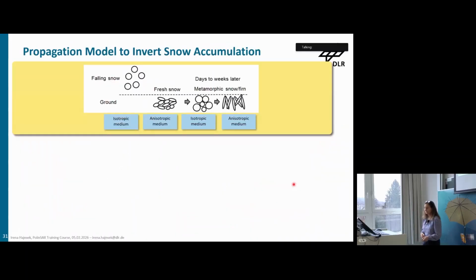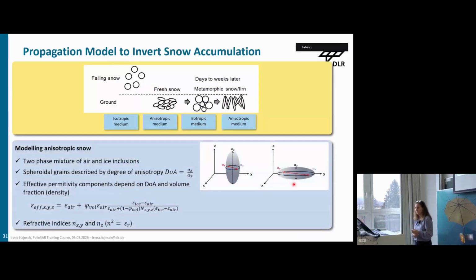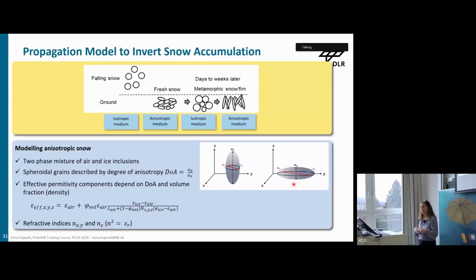Okay, out of these, the idea now was, if you know that the snow is changing or undergoing this metamorphism in time, then you also need to adapt your model and try to model it perfectly. And what we try to do is to put some assumptions in the model in order to have a simplified model which is accounting for it.